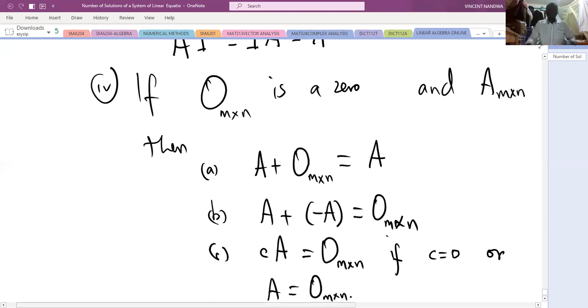That's all in matrix operations. So next time we meet, we see how we relate matrices to solving systems of linear equations. So thank you.